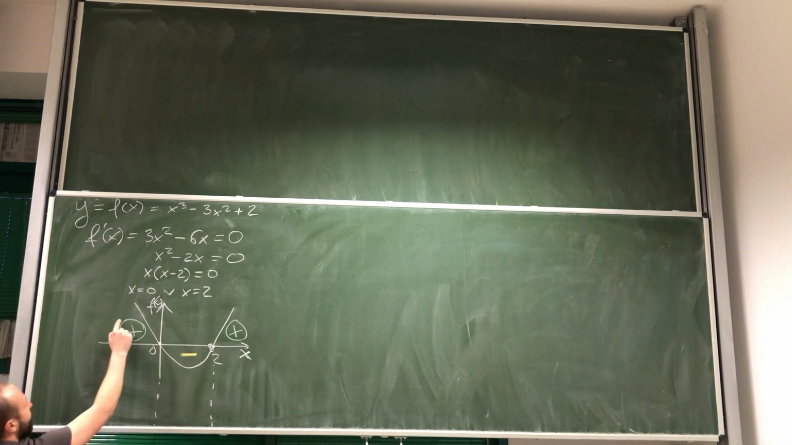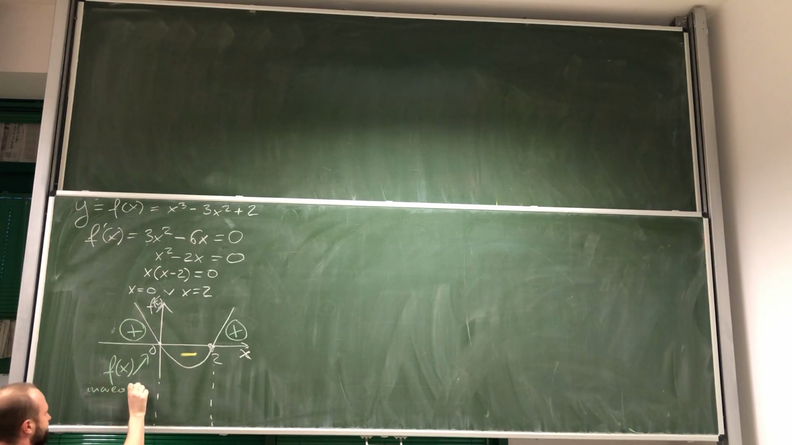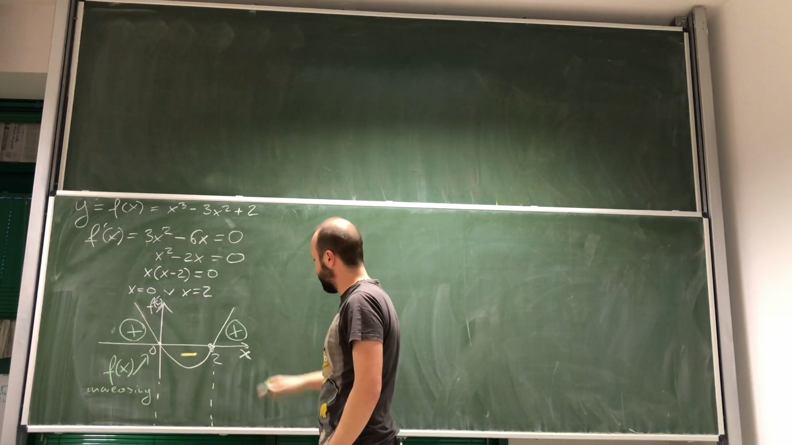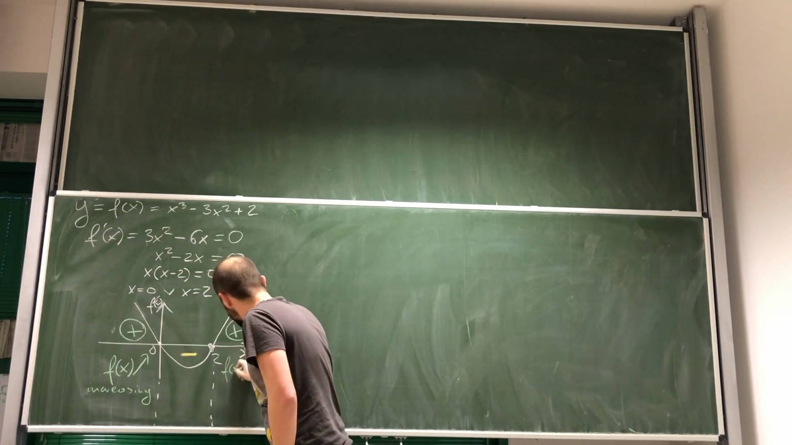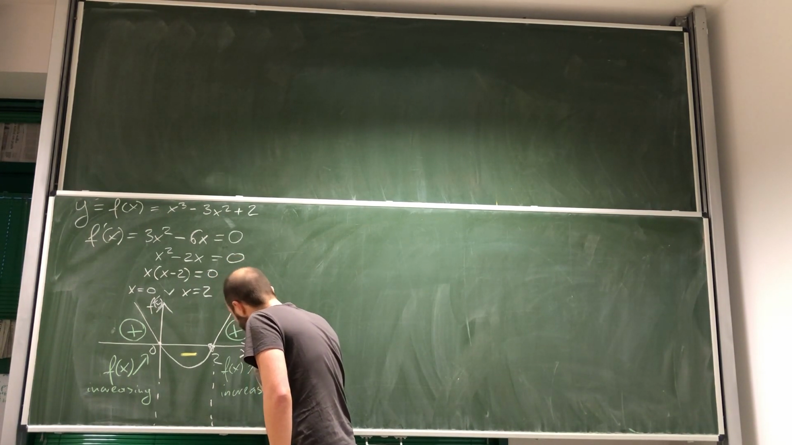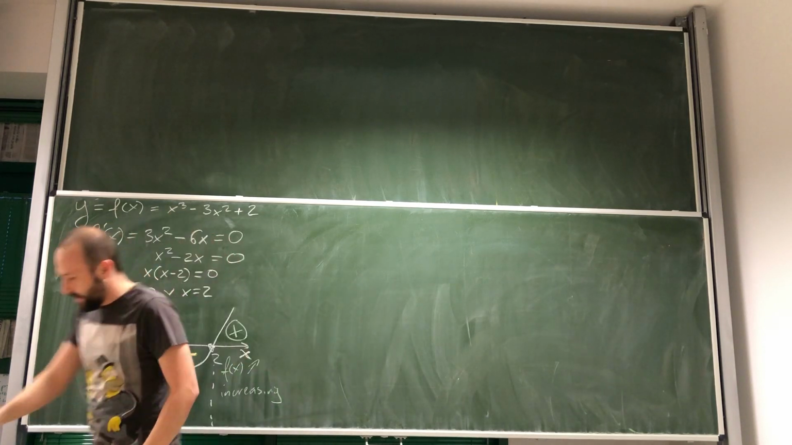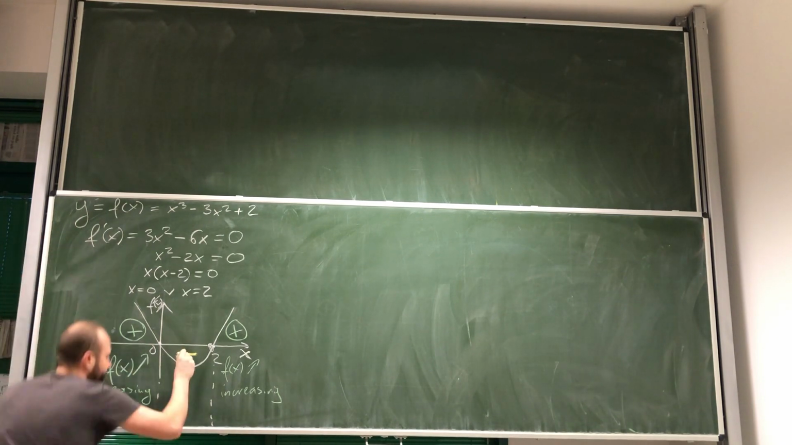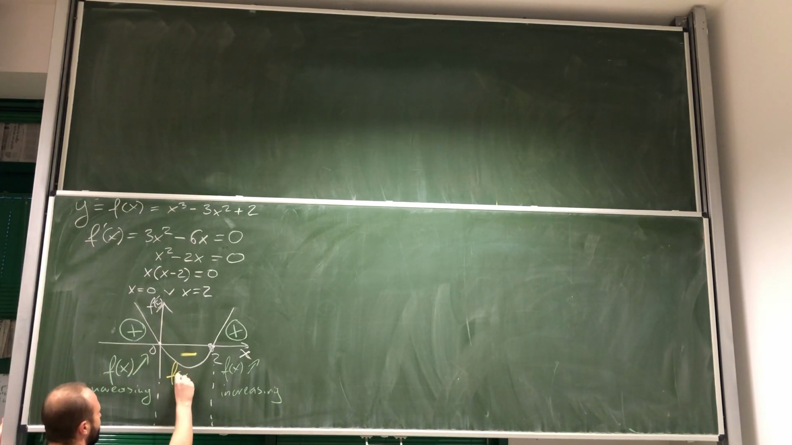Look, here, because the derivative is positive, it means that our function has positive slope, which means that our function is increasing. Over here, the derivative is also positive, which means that our function here is also increasing. Over here, the derivative is negative, which means that our function over here is decreasing.